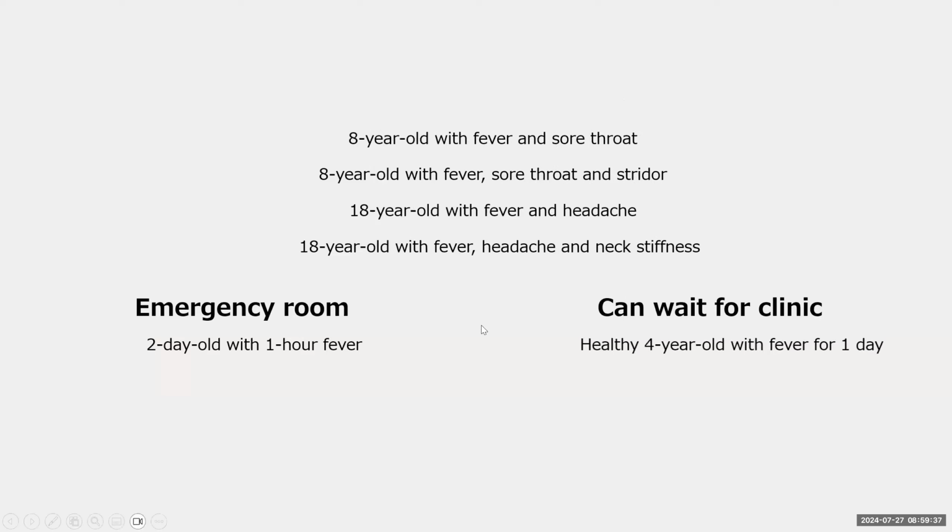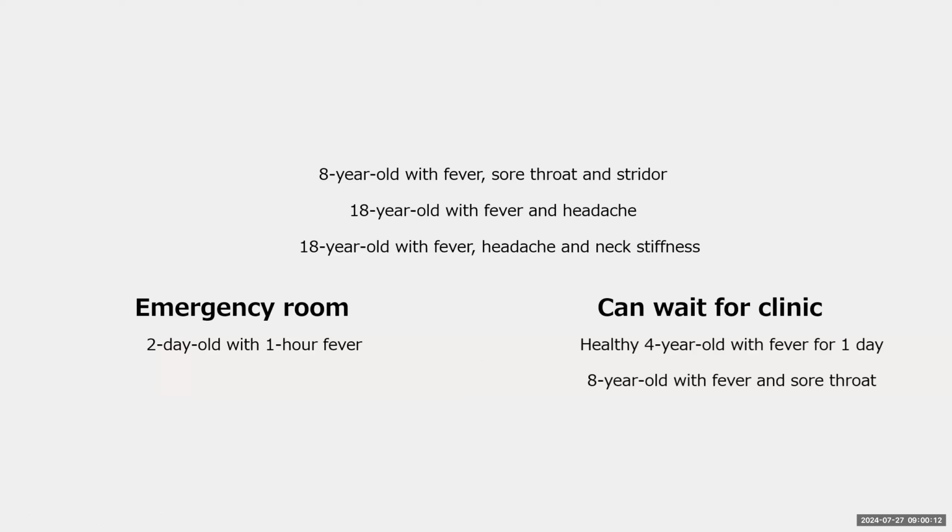Next one, an 8-year-old with fever and a sore throat. Emergency room or clinic? Again, C or E. We have all C so far. Agree, clinic. This kid probably has either a viral pharyngitis or maybe a group A strep pharyngitis. Those can wait. Perfect.